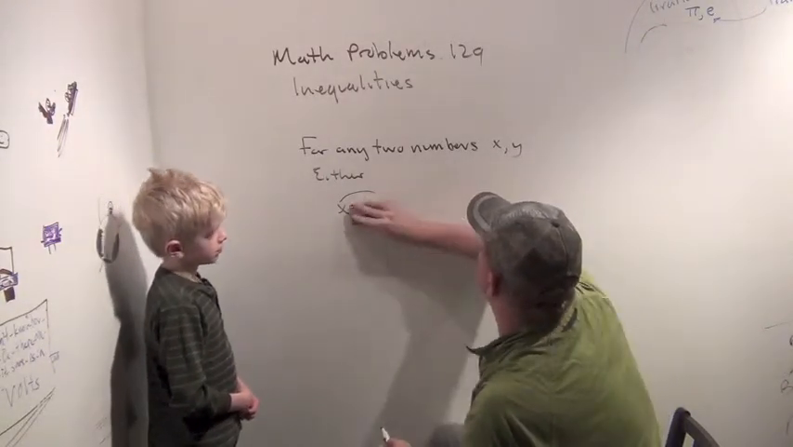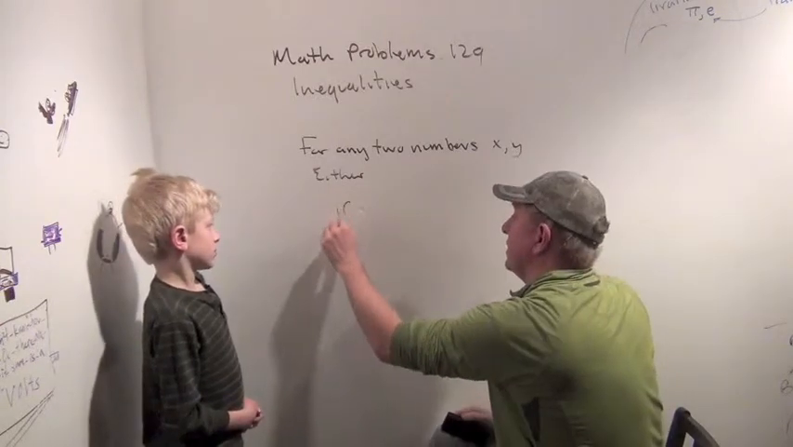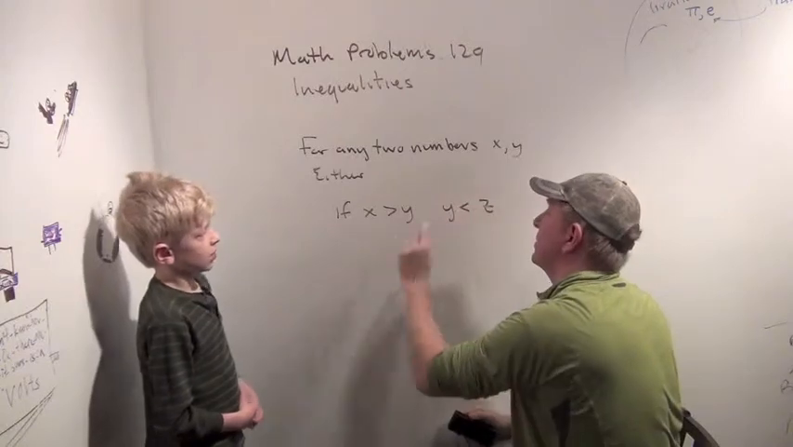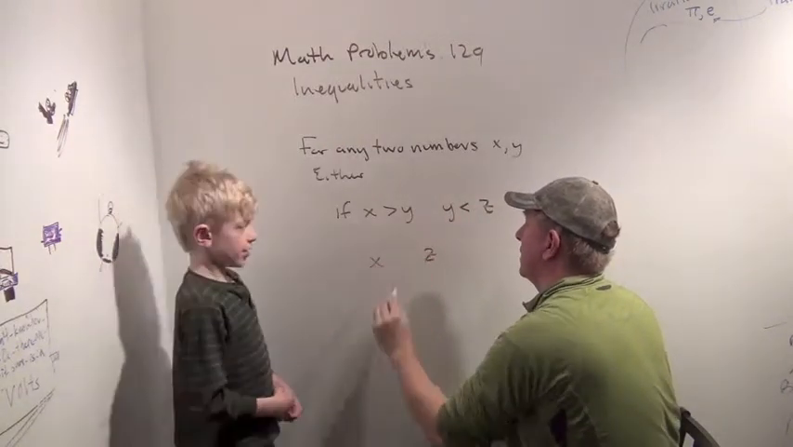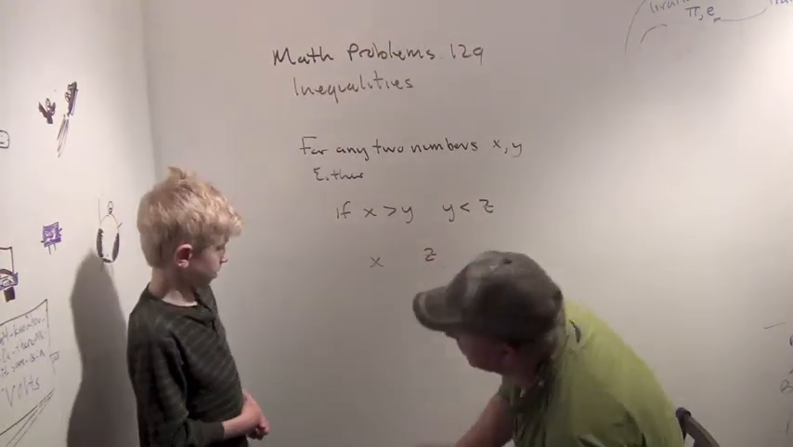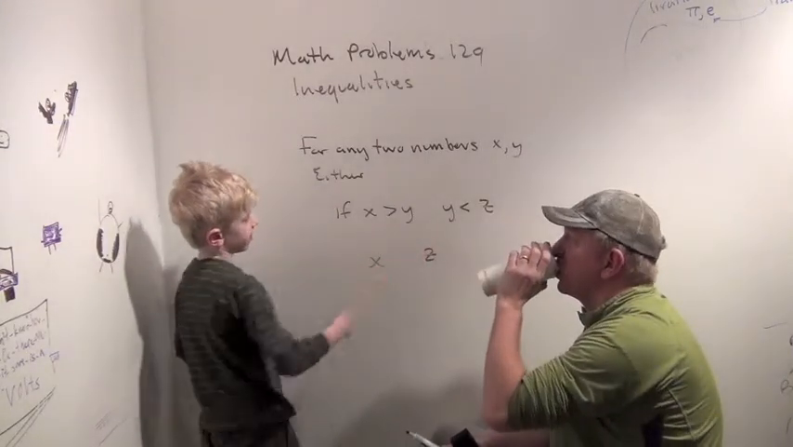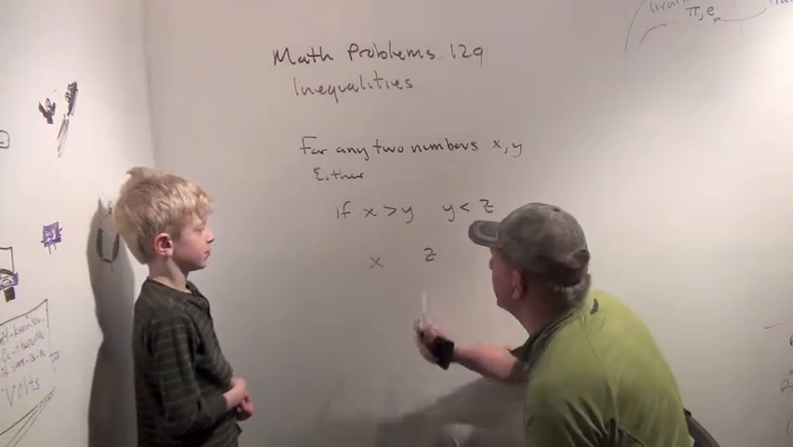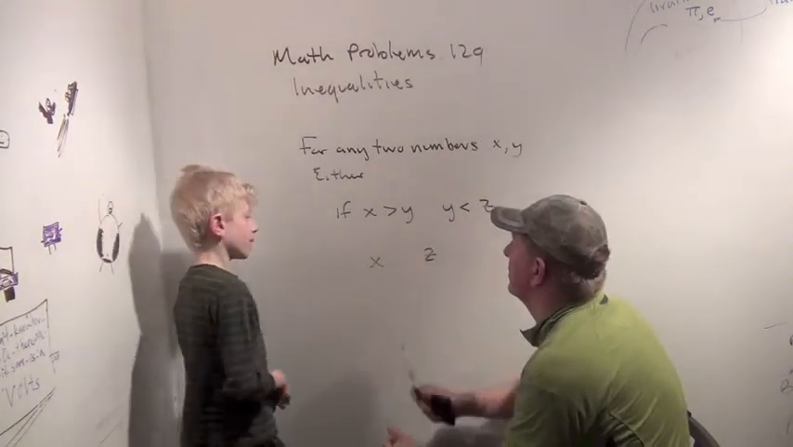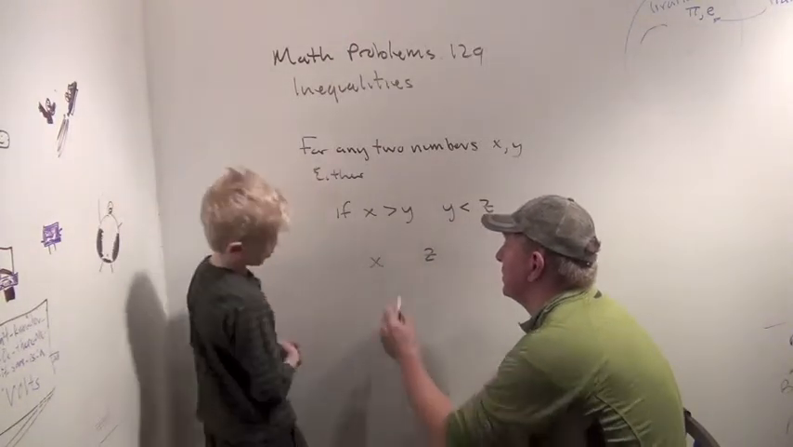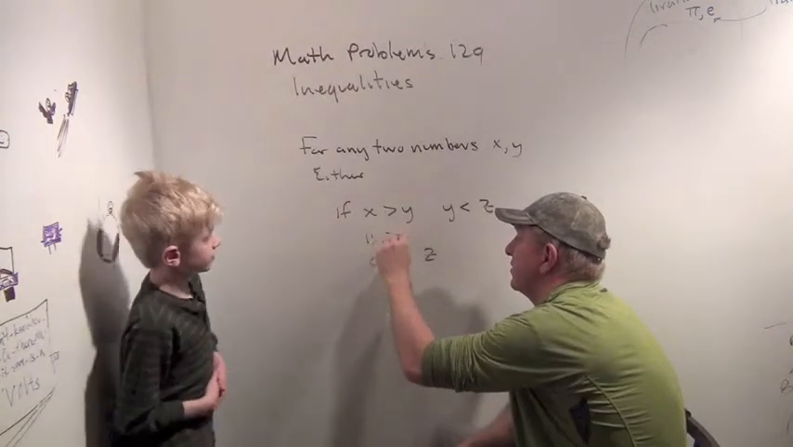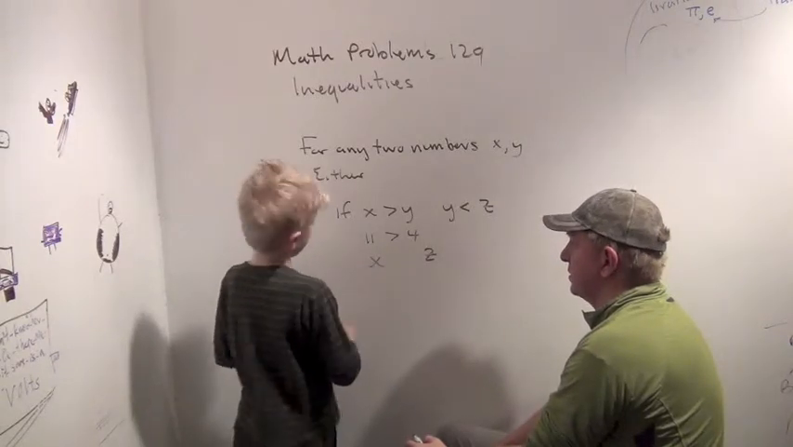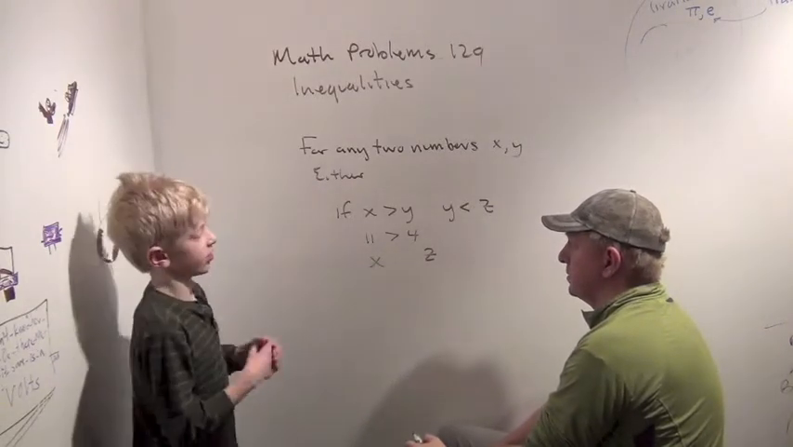But in a different situation, if x is bigger than y and y is less than z, what can we say about x and z? It varies. If you put numbers in, it's going to vary whether they're bigger or not. Okay, so give me an example where x would be bigger than z here. Well, 11 could be bigger than 4.